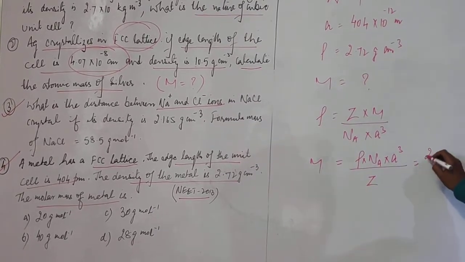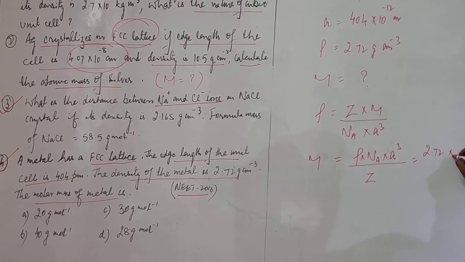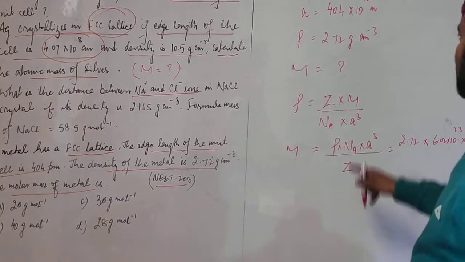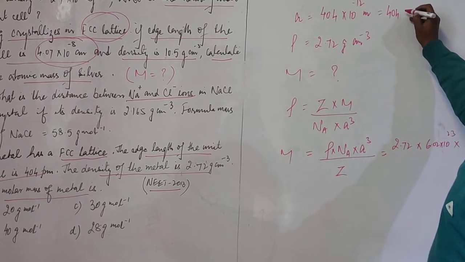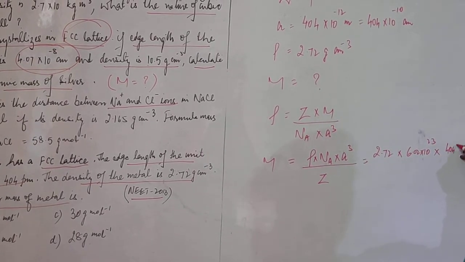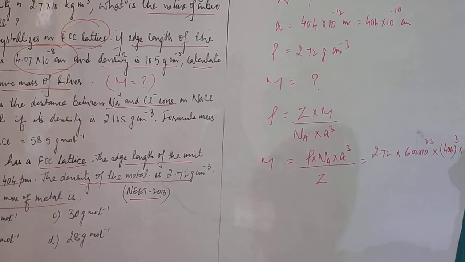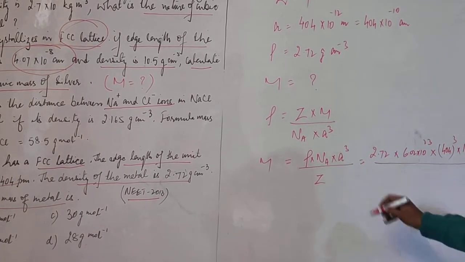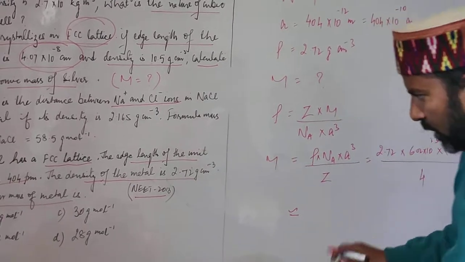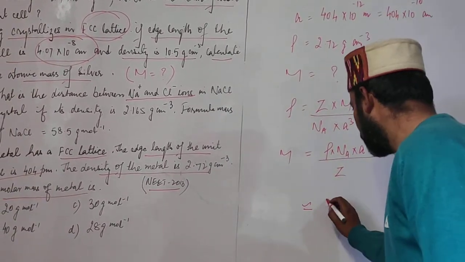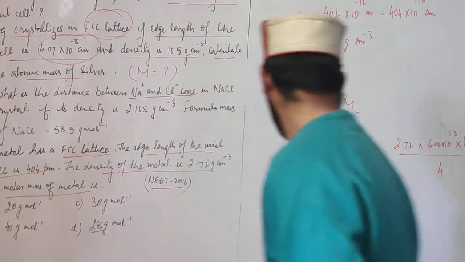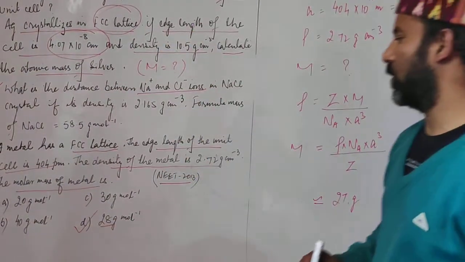Now density is 2.72 gram per centimeter cube. Avogadro's constant is 6.02 into 10 raised to power 23, A cube. Since density is in centimeter, we'll take this as 10 raised to power minus 10 centimeter. I converted meter to centimeter. So this is 404 cube into 10 raised to power minus 30 centimeter cube upon Z. Z is 4. So we find now M. Student, solving this, I have already done the calculation. Approximately it was found to be 27 point something. So since the nearest answer is 28, we'll mark this option as the correct choice.